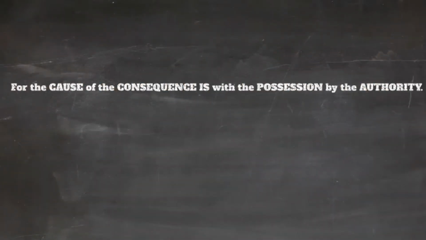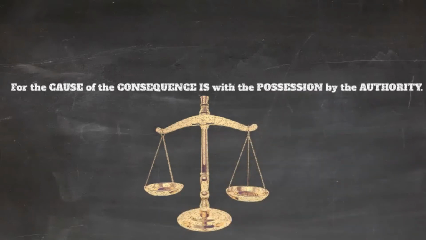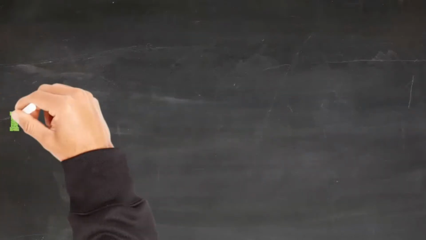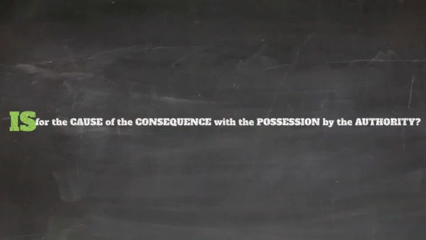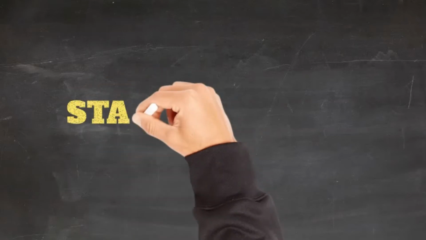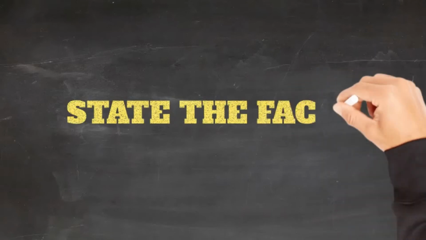Another way of looking at it is, the verb is the balance between these things. If I was to put the verb at the start of the sentence, it would read like a question: is for the cause, of the consequence, with the possession, by the authority. A major point of this construct is not to ask questions, but to make statements. Don't ask questions in your contracts. Make statements.